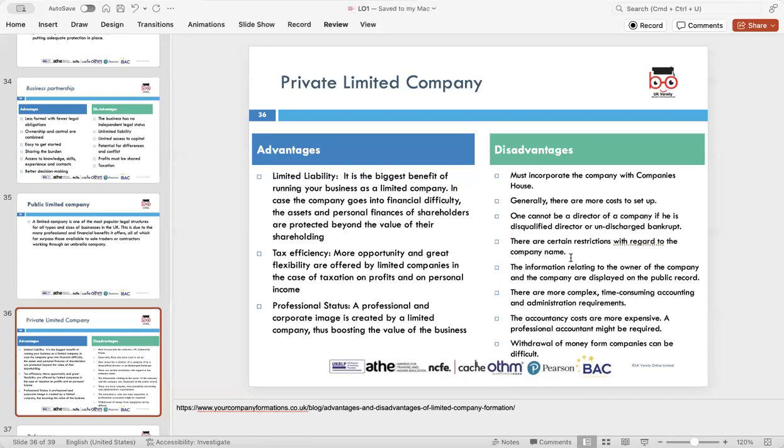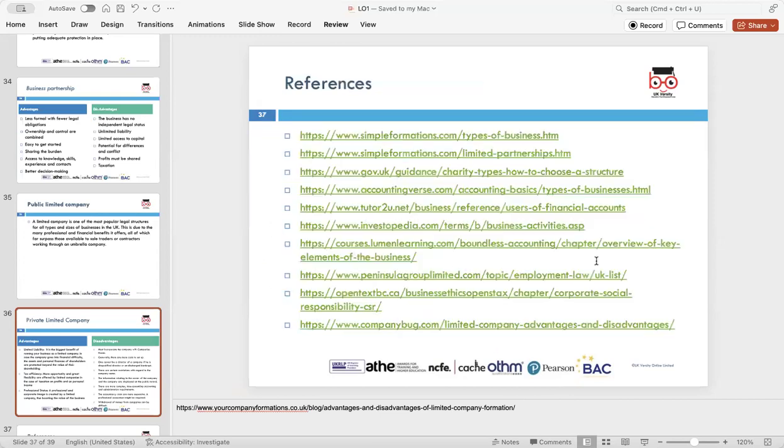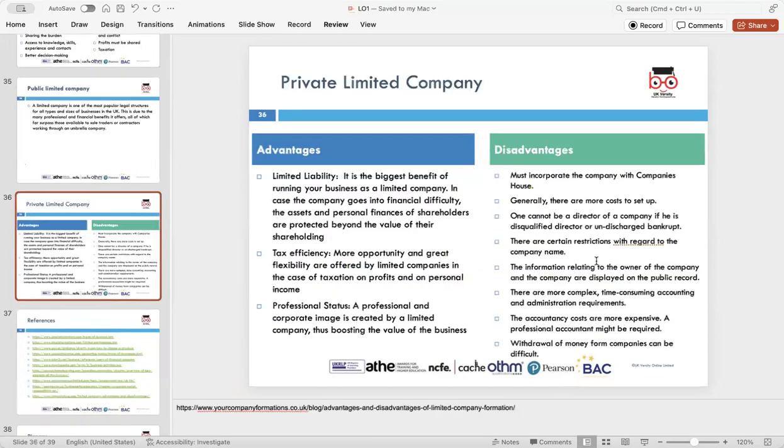Then public disclosures, complex administration, higher accountancy costs: professional accountants are needed, leading to higher accounting expenses. And then withdrawal challenges: taking money out of the company can be more difficult, and it is subject to certain rules and regulations. That's it.